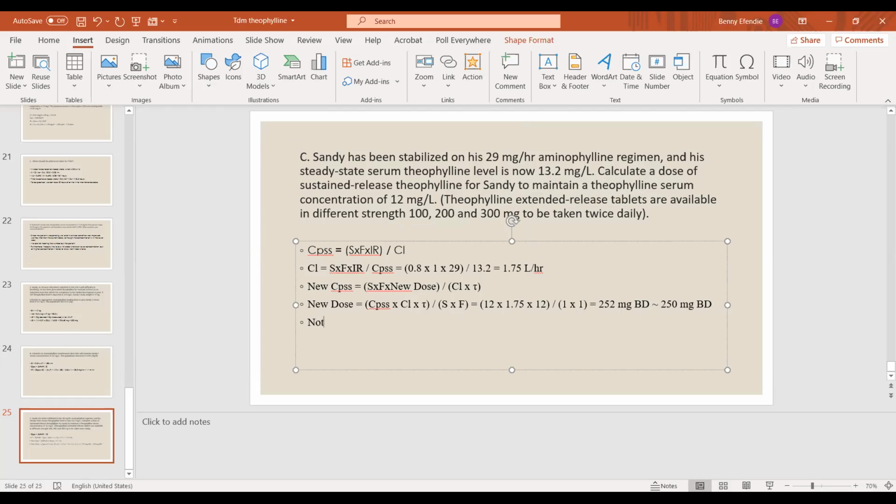So I put a note first here, because the extended release tablet is theophylline, not aminophylline. So the S is 1.